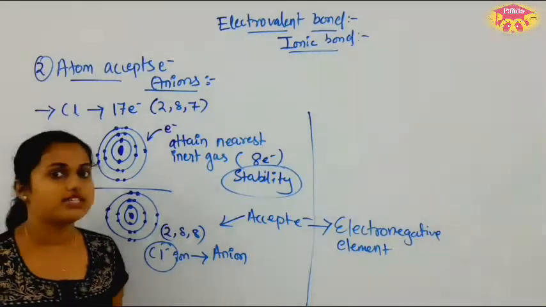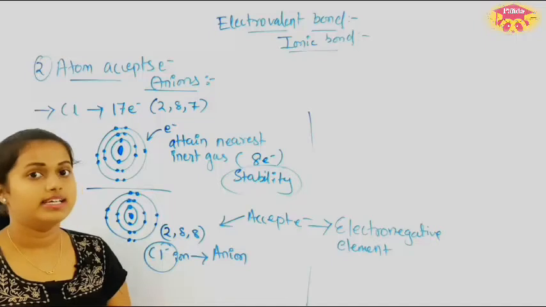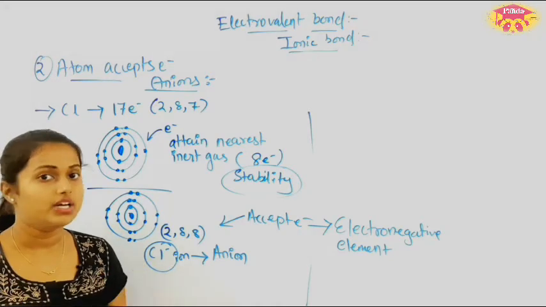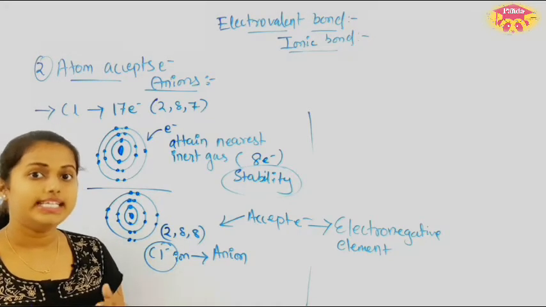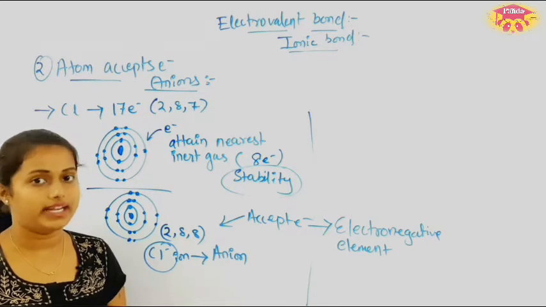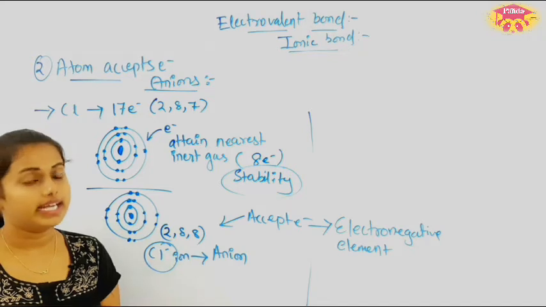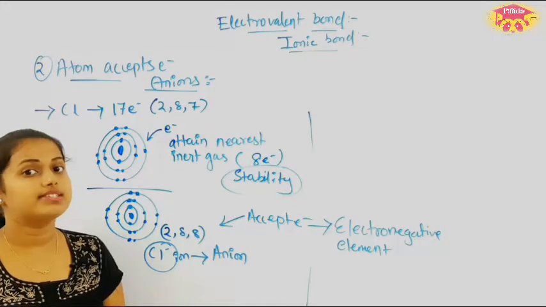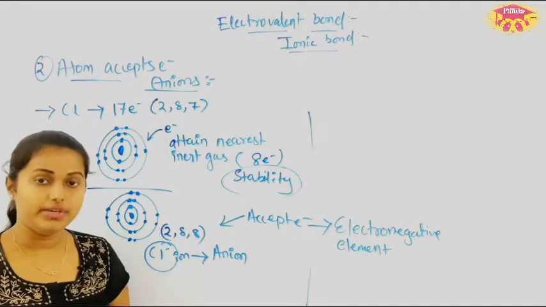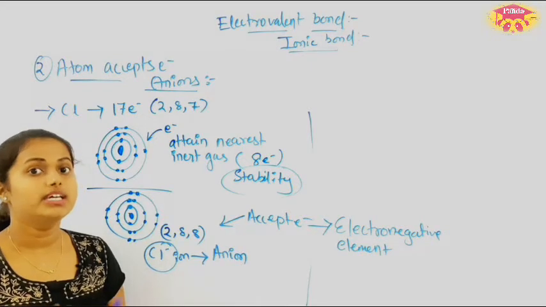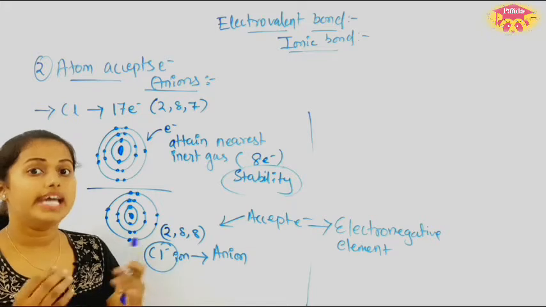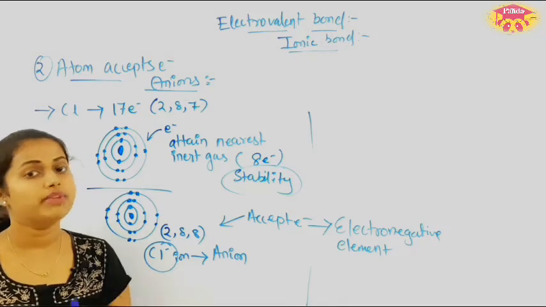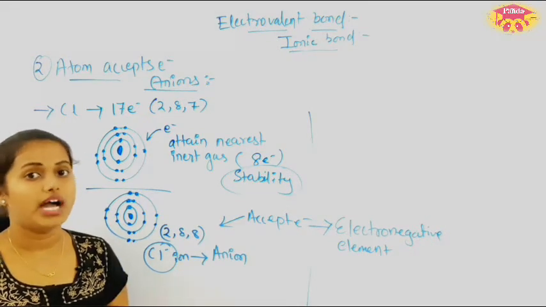Students, we have studied the cations and the anions. Atoms that have 1, 2 or 3 electrons in their outermost orbit, or valency shell, tend to lose electrons to form cations, which are positively charged ions. Those atoms having 5, 6 or 7 electrons in their outermost orbit tend to accept electrons and form anions, which are negatively charged ions.